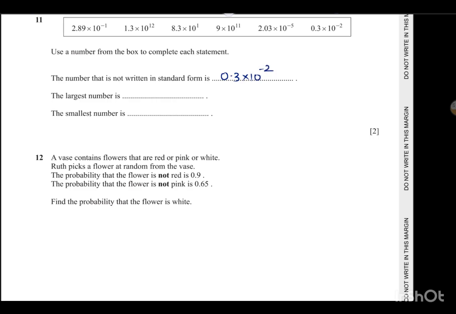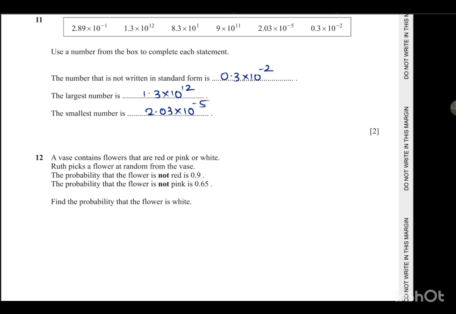Then the next question, the largest number is. What is the largest number? When you see the powers of 10, this is a negative power, so this cannot be. This is a positive power, it's 12, so this can be. Here it is 1, here it is 11, here it is minus 5 and minus 2. So the highest power is this, so obviously the value will be the highest here: 1.3 × 10^12. The smallest: now you will see the negative power with the bigger magnitude. So minus 5 is the smallest power here, so 2.03 × 10^-5 is the smallest number.